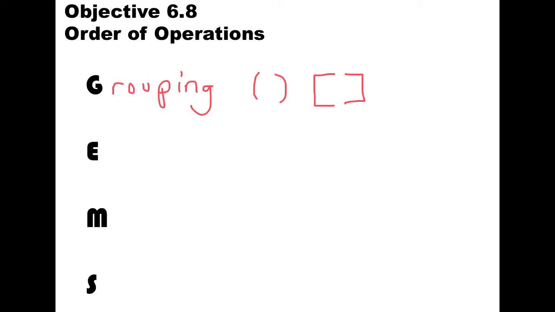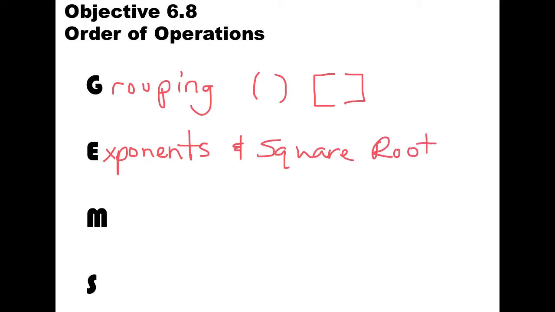After we get done with all the grouping symbols, the second thing we look for are exponents and square roots. After the groupings, the E in GEMS is exponents and square roots. After we solve all of our exponents and square roots, our third step is we're going to multiply and or divide.